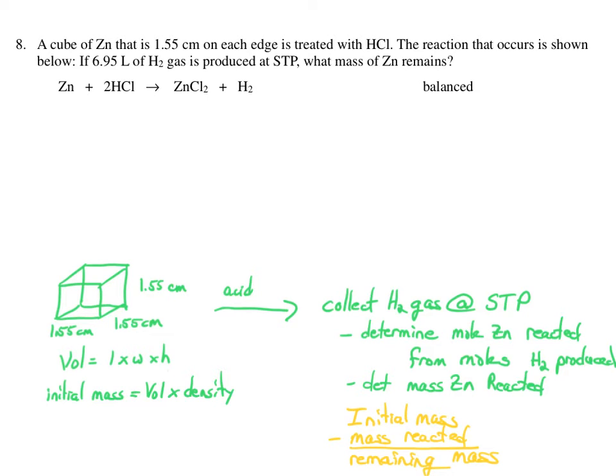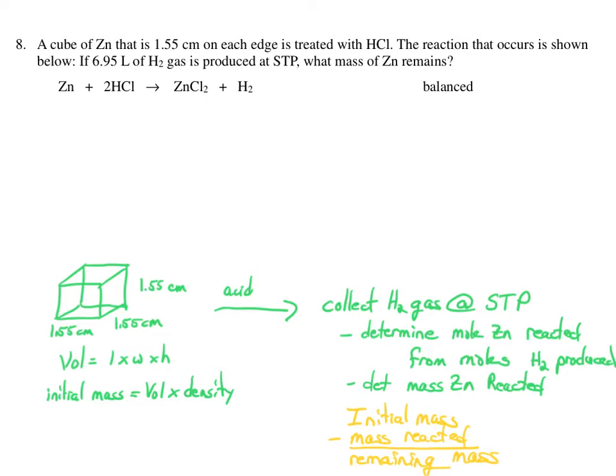A chemical reaction occurs. You see the chemical reaction here. And we collect the hydrogen gas that's evolved over the course of this reaction. We collect the gas at STP, and therefore we can determine the moles of hydrogen produced, relate that to the moles of zinc, and then finally, once we have the moles of zinc that reacted, we can easily calculate the mass of zinc that reacted.